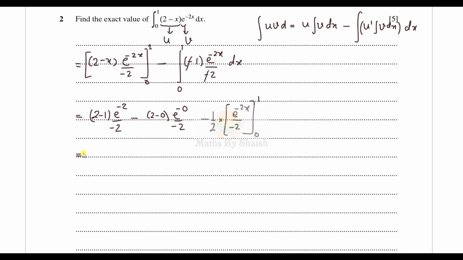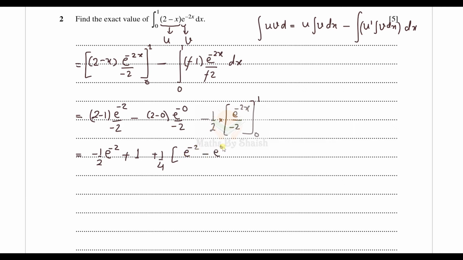Now we got minus 1 over 2 e raised to the power minus 2 from here, and this minus minus will become plus, and e raised to the power minus 0, or 0, is 1, so it is minus 1 by 2, minus 2, it is plus 1 by 4, and we'll put the limit, you will get e raised to the power minus 2 minus e raised to the power 0.